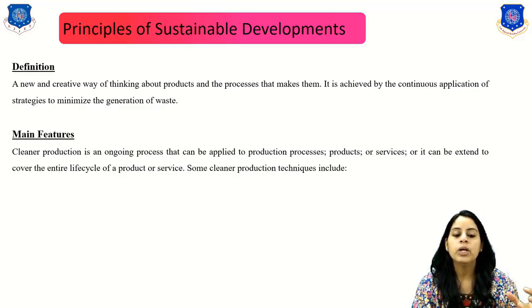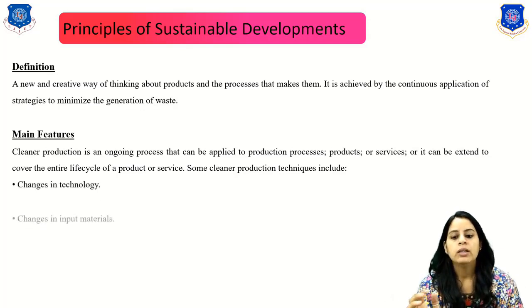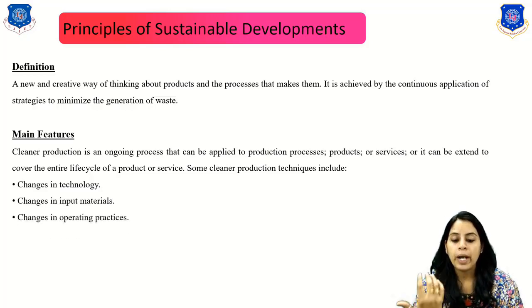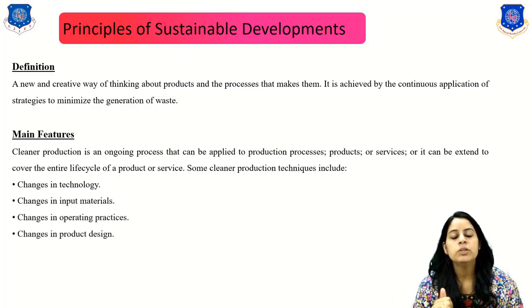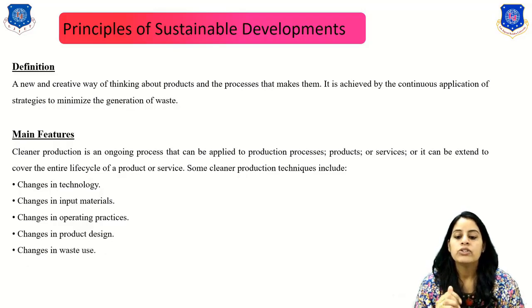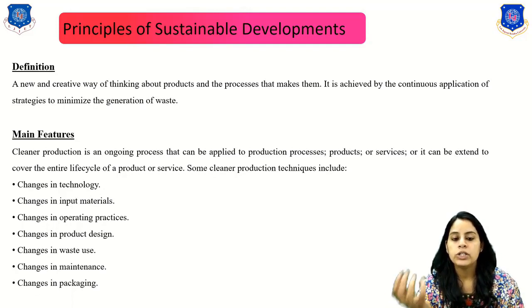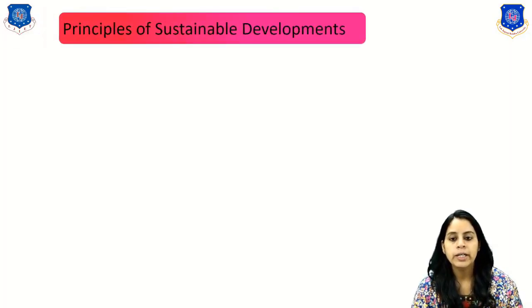So some cleaner production techniques include the change in the technology, then change in the input material, then change in operating practices, then change in product design, change in the waste use, then change in maintenance, right? And the change in the packaging. So these all are the ways to achieve sustainable development in cleaner production, right?